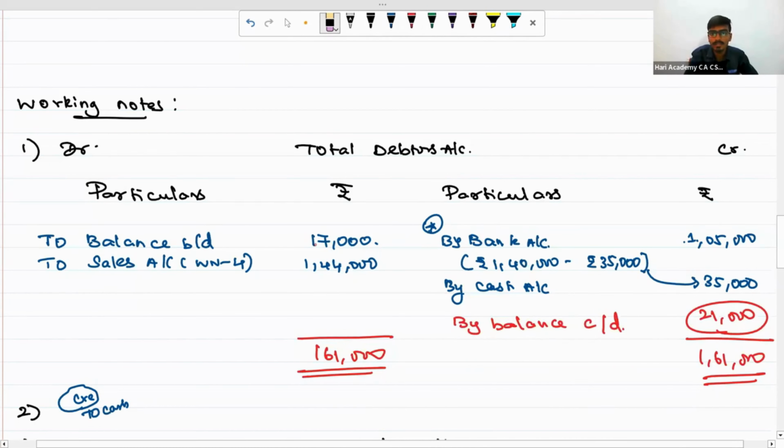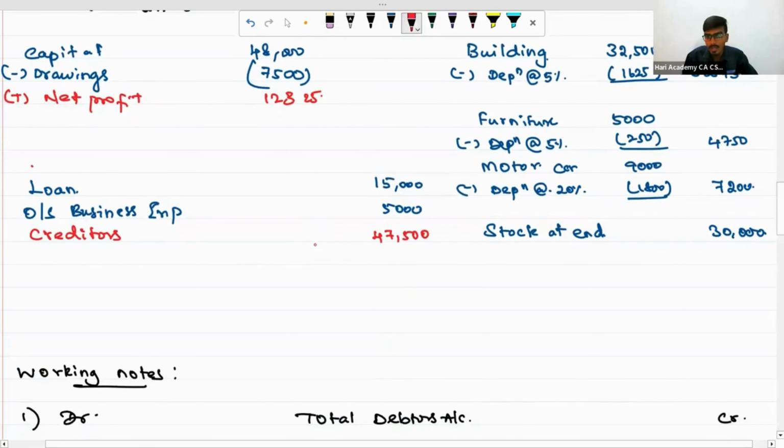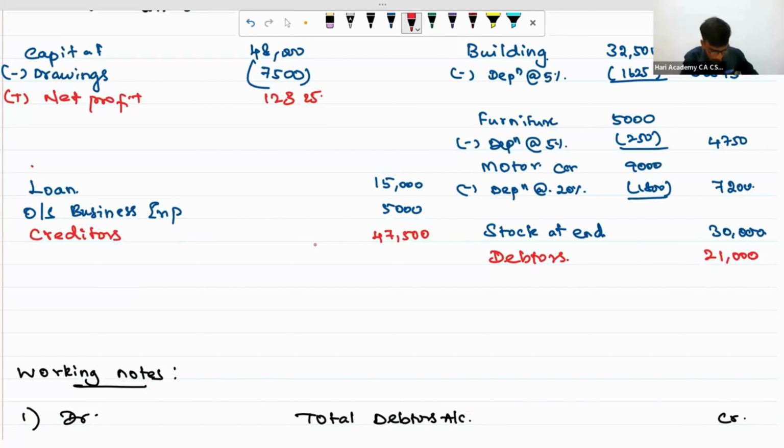Next, we will go to the debtors account. What is the final value? 21,000 is your final value. You will just put it off. Then done with everything. Everything has been done.